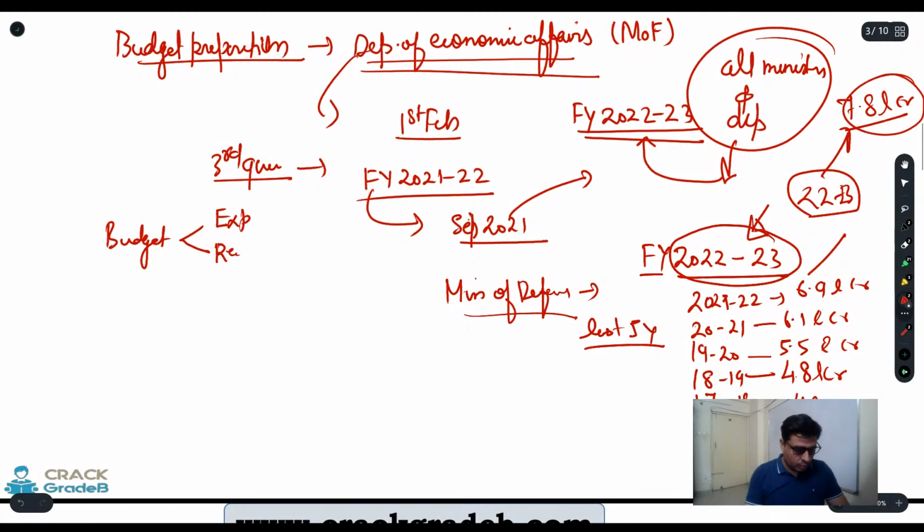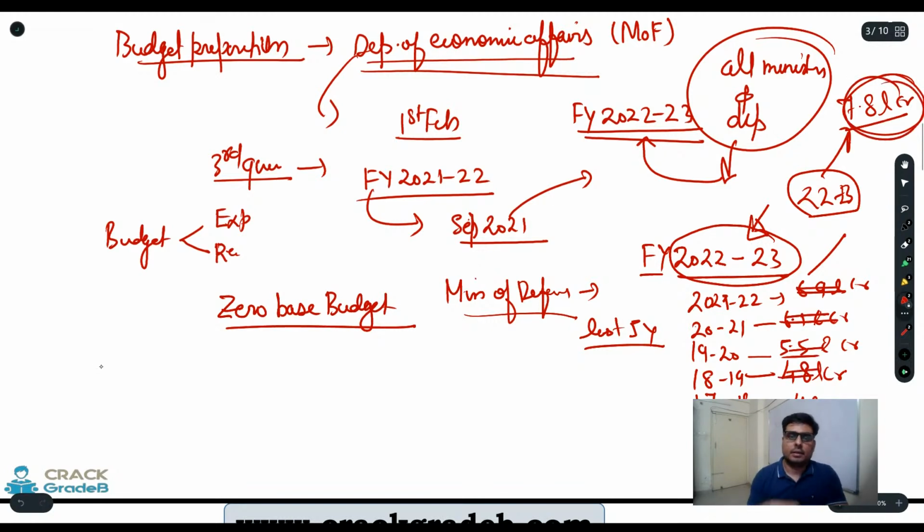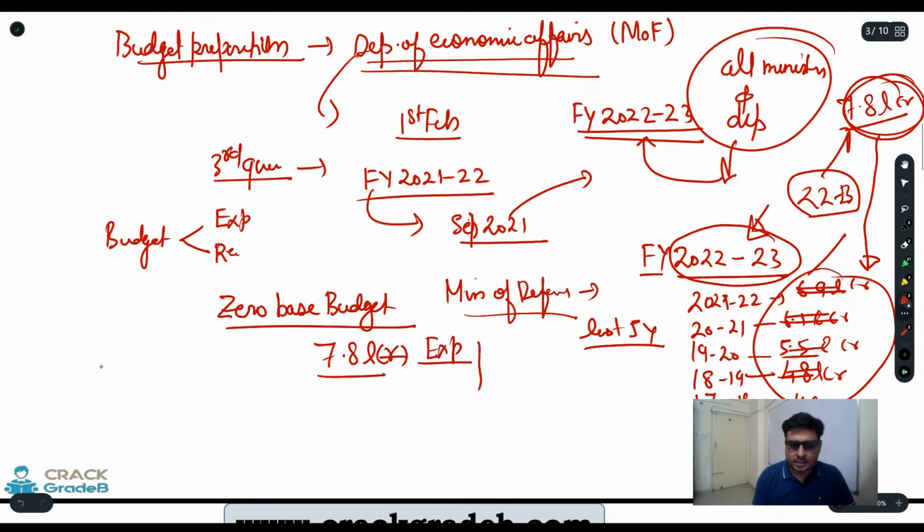But now what do we follow? We follow zero based budget. So what is zero based budget? You have to negate all these things. While asking for this money, you cannot give a base like these things. You have to properly mention where you are going to spend this 7.8 lakh crores. Give us details. Give it in detail, rather than just giving a speculation.